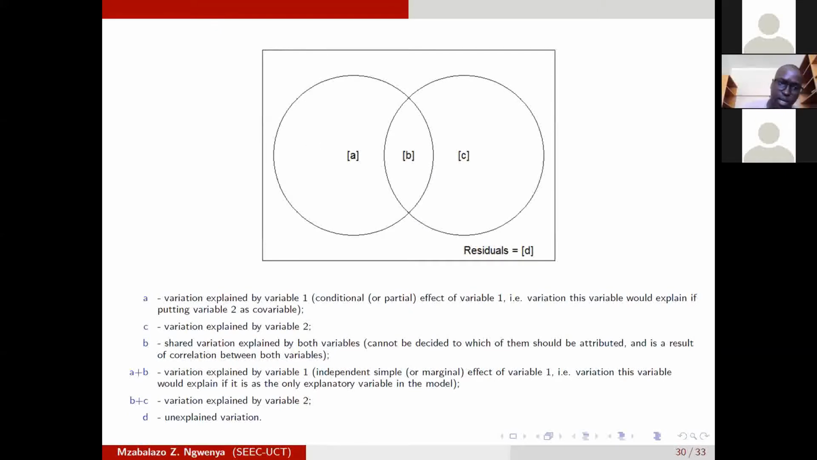So A, in passing, is the variation explained by our variable 1. We know it's a group of variables in our case, conditional on the effects of our other variable. This is the amount of variation that would be explained if we consider variable 2 as a covariable, and C is something similar to that.